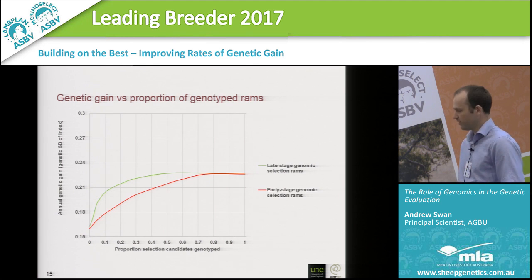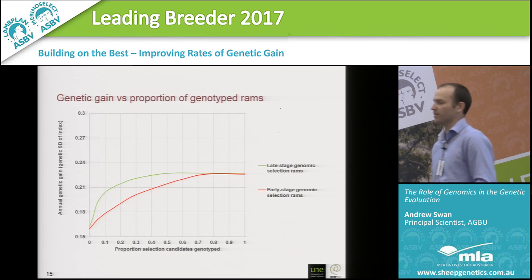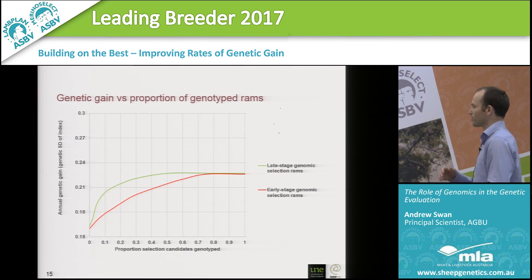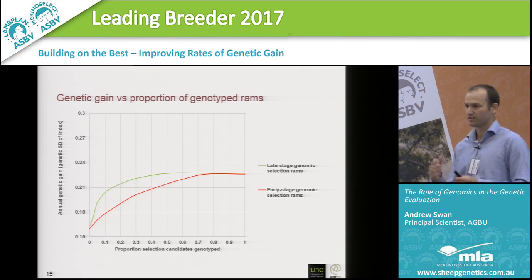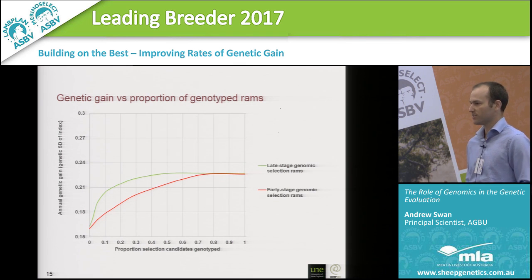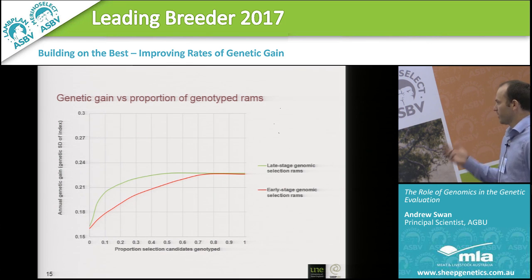And then 0 is obviously you didn't do any, and then we have a range coming up. And what you can see is there's far more efficiency by having those initial measurements to screen out. So we're seeing the late stage, so genomic testing the yearling rams, is far more efficient because you've got some more information. There's genetic correlations between traits, and so you're making more efficient sorting decisions.